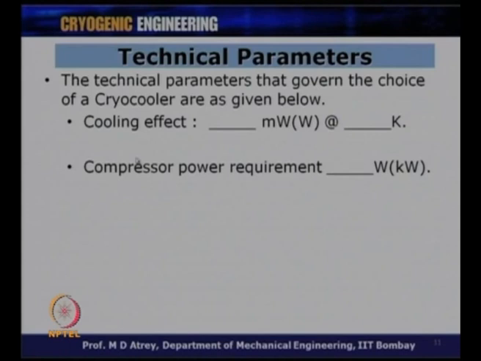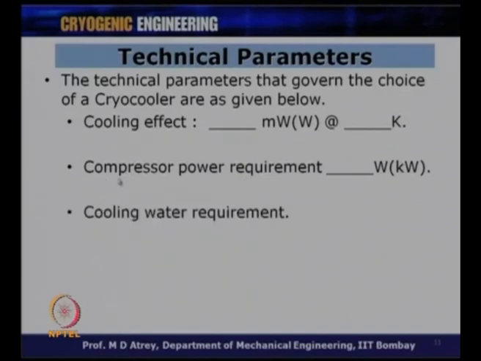The next parameter which is very important is the compressor power requirement. It could be in watts, it could be in kilowatts. So, to obtain this cooling effect, compressor power also has to be decided. In fact, this is nothing but the COP of a cryocooler, isn't it? So, compressor power requirement is a very critical parameter, because the power may or may not be available depending on what environment you are working in. Do you have a 3-phase supply, for example? All right. Do you have a single phase supply? This is also a very important parameter when one decides to buy a cryocooler.